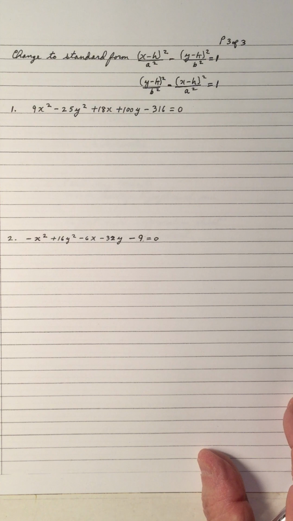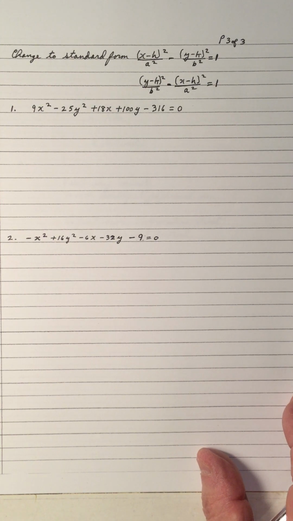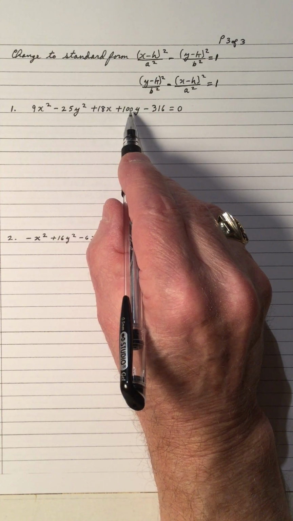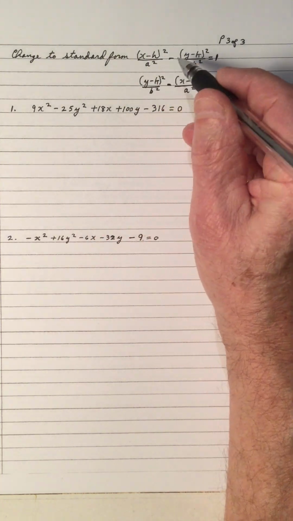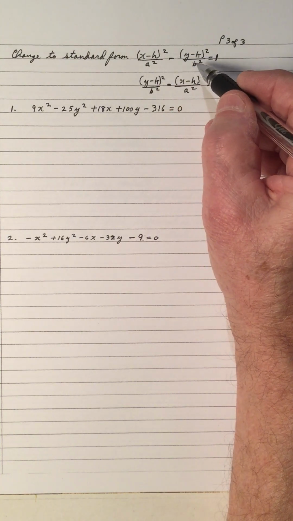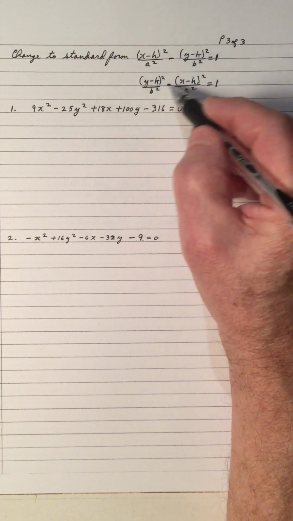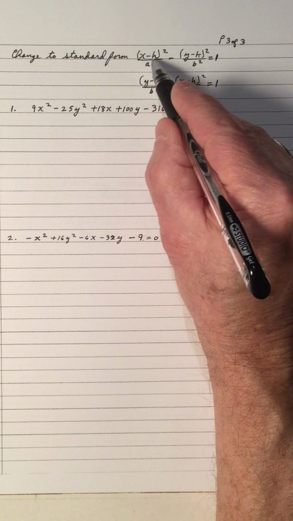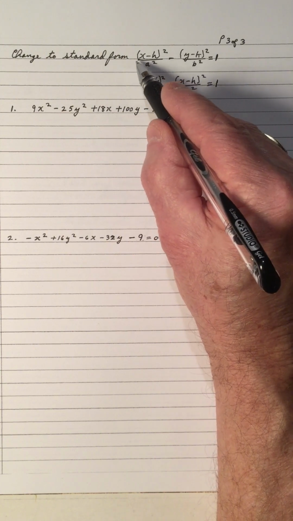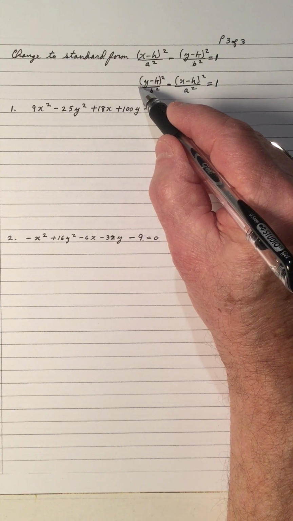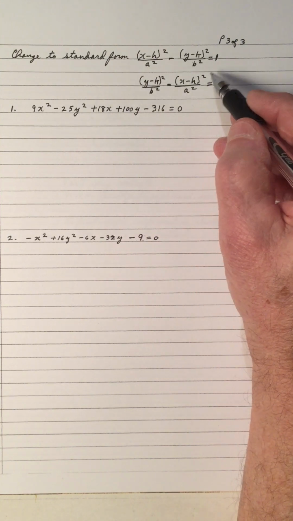Most times that's good to do, but most equations are given in the general form and we change it to standard form. So the standard forms are, as you can see, the squares over a squared and b squared equals 1. Notice this one, the x is positive, the y is negative. So this one has the horizontal axis as the transverse axis. And with this one, the y is positive, so this one has the vertical axis.